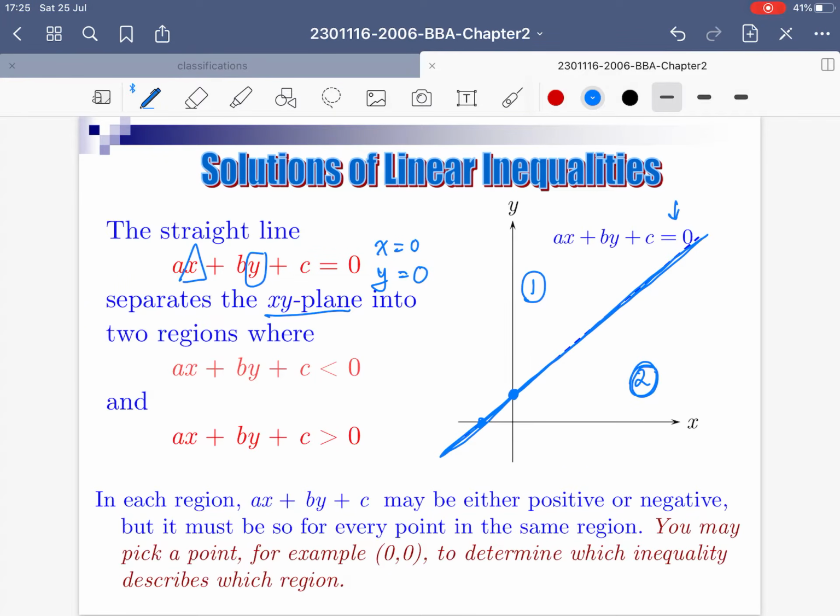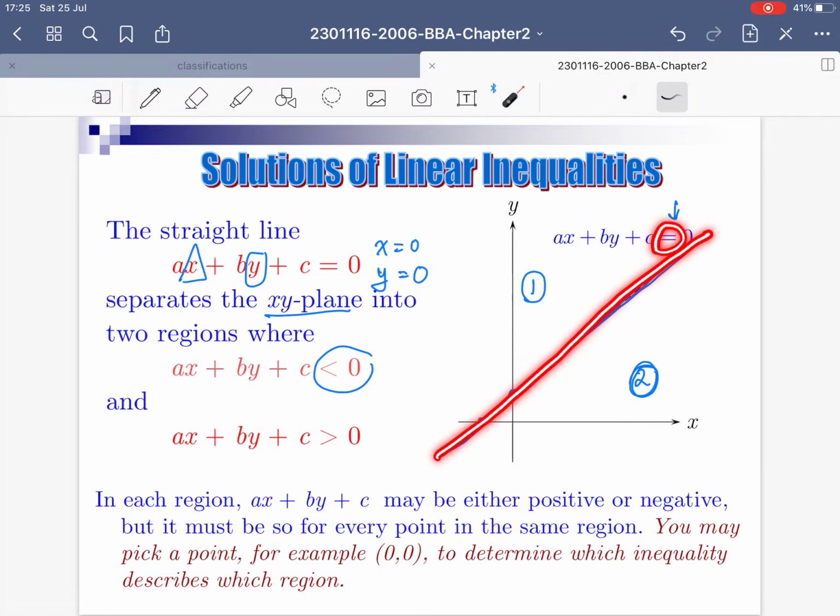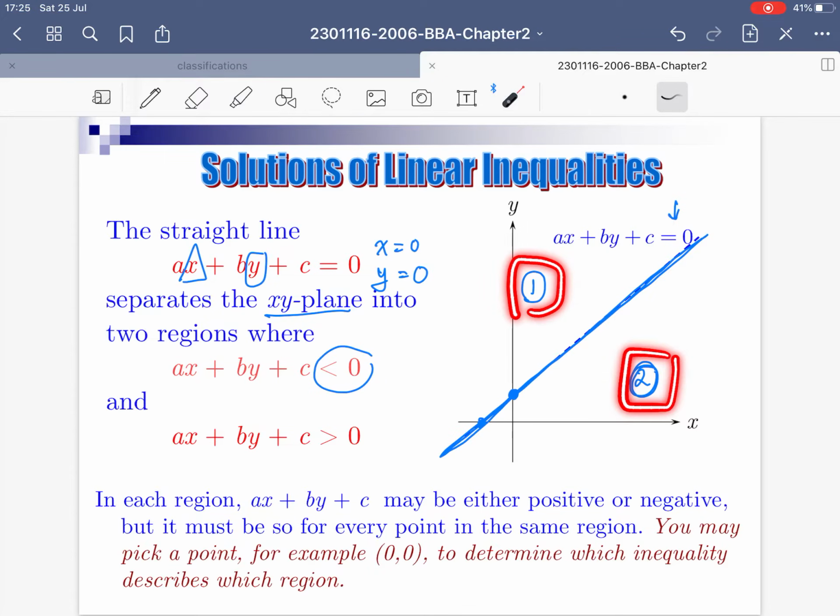Okay, so we are going to determine which region, because the solid line means the equality or equation. But if we talk about the inequality, it's going to be a lot of points, a lot of x and y that satisfy this inequality. It will either be in this region or in that region, depending on which point you choose.